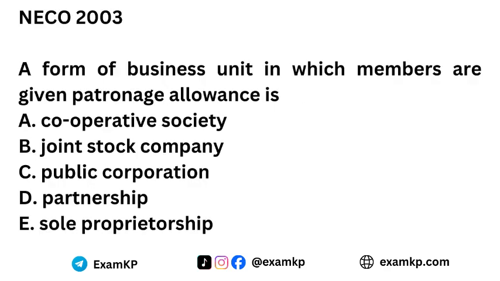And one more, this time from NECO, 2003. A form of business unit in which members are given patronage allowance is... The moment you see that keyword, patronage allowance, a light bulb should go off in your head. That is a unique feature of only one business type on this list, the cooperative society. It's their special way of sharing profits with members. So the answer is without a doubt A.